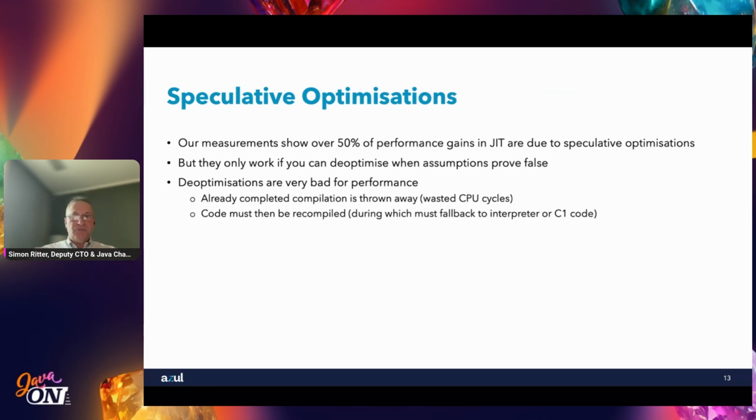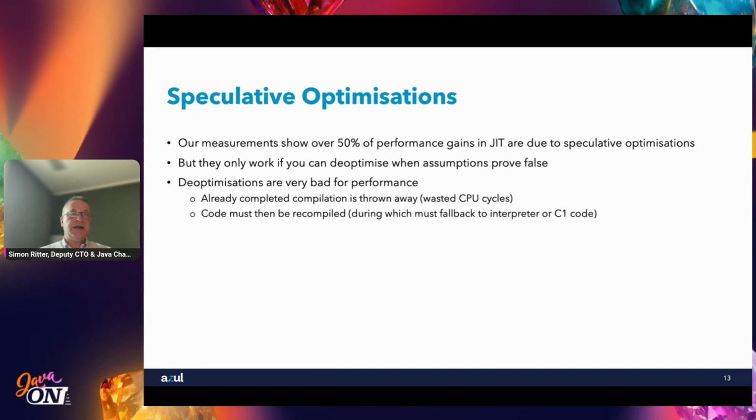So speculative optimizations are very, very important for performance in terms of the JVM. And at Azul, what we've done is we've monitored this, we've measured it, and we find that realistically over 50% of the performance gains that we have from using a JIT compiler are due to speculative optimizations. So as I say, they're very important in terms of getting that high level of performance from your application. But obviously, they only work if you can de-optimize when an assumption that you've made proves to be false, and you then can throw away the code and recompile it.